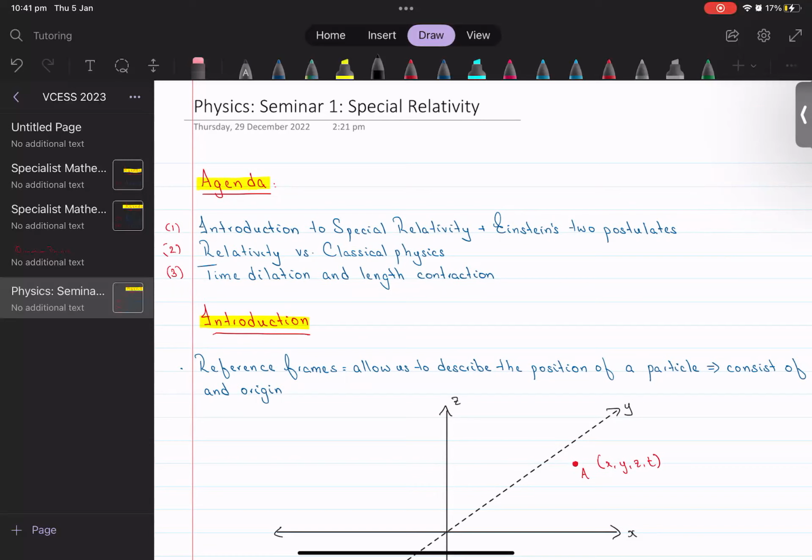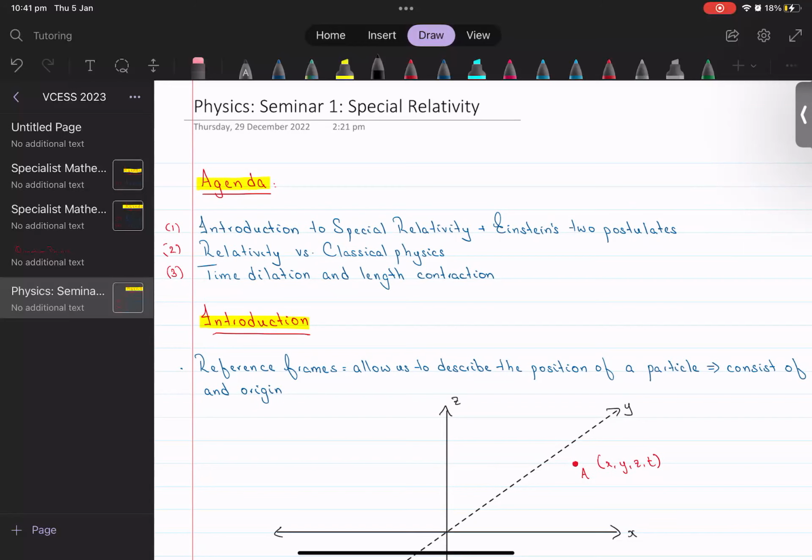I will then compare relativity and classical physics, classical physics being the more familiar Newton's laws of motion, F equals ma, all the boring stuff, all the SUVAT equations, and where they don't work.